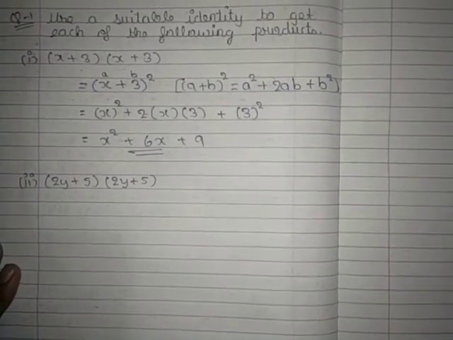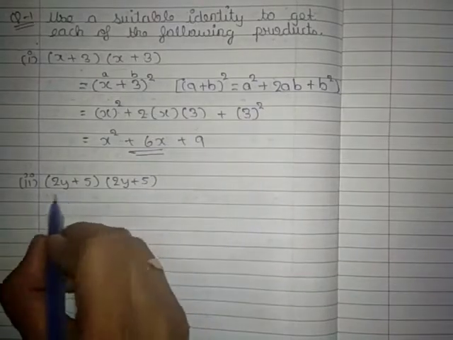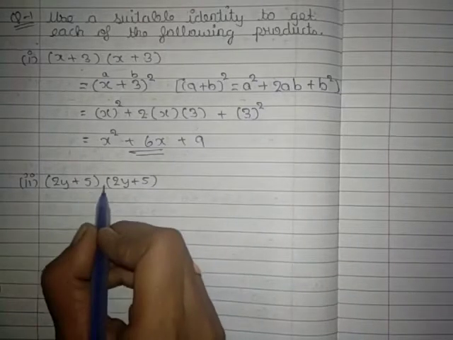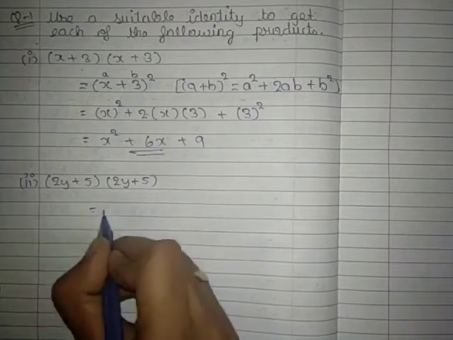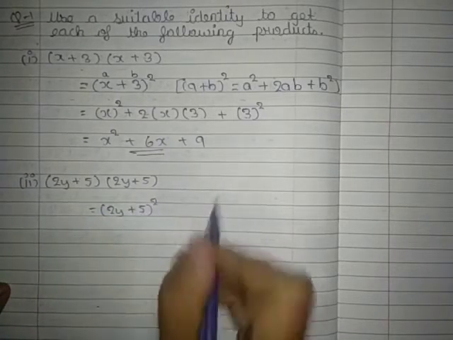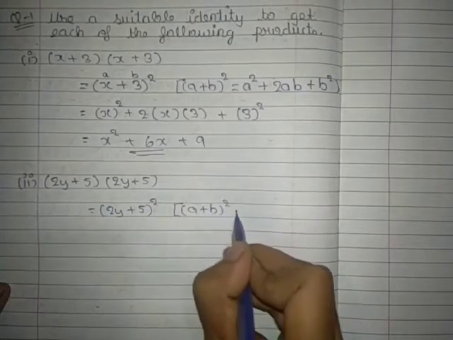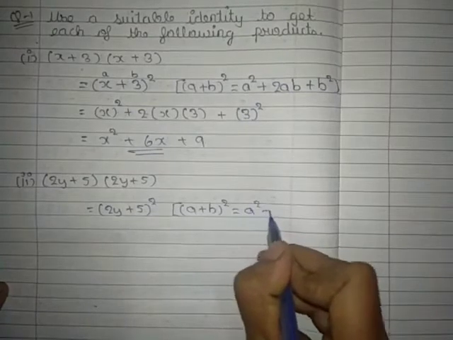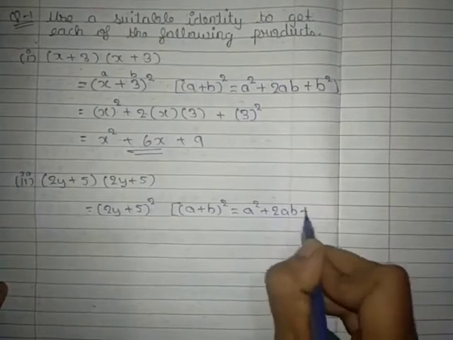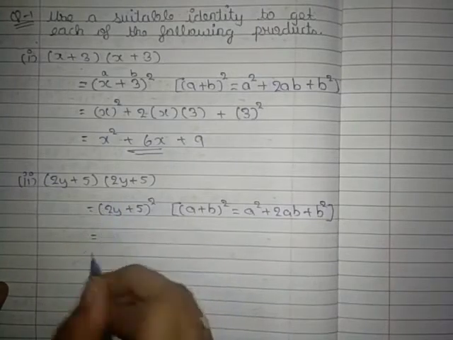Second, 2y plus 5 multiplied by 2y plus 5. Again here this binomial is multiplied twice. So we can also write it as 2y plus 5 the whole square. And this is similar to the identity a plus b the whole square, that is equal to a square plus 2ab plus b square. So we will take 2y as a.